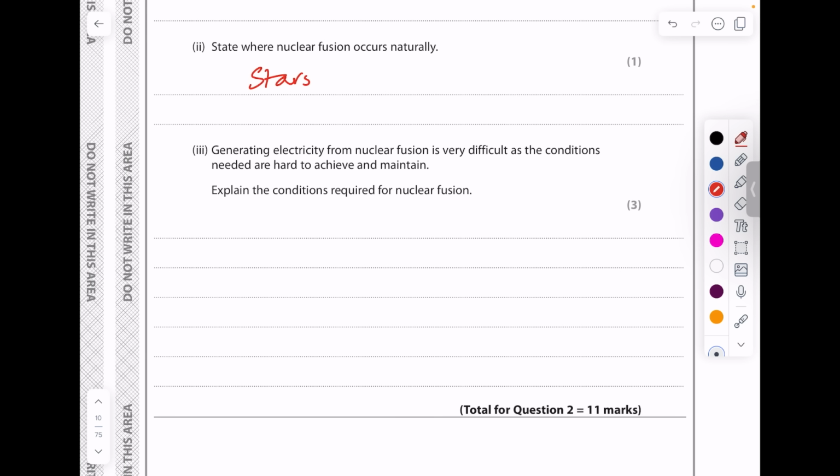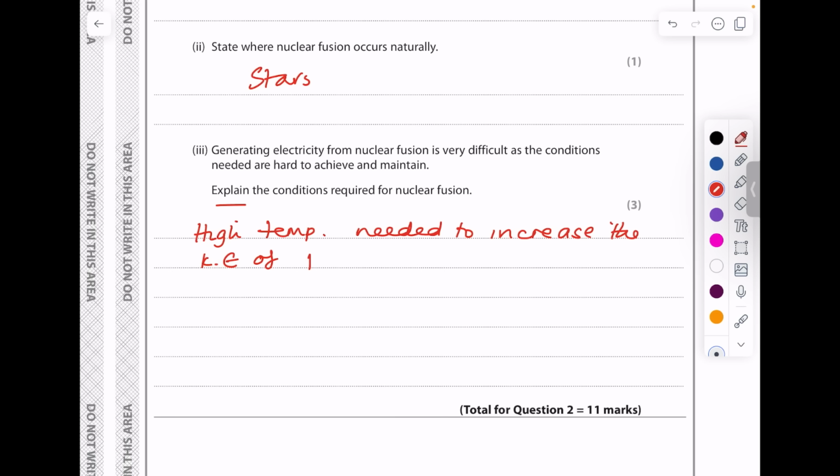Generating electricity from nuclear fusion is very difficult as the conditions needed are hard to achieve and maintain. Explain the conditions required for nuclear fusion. So we know we need very high temperatures and pressures, but why is that? It's because, remember, the nuclei have a natural propensity to repel each other because they're both positively charged. So we need a high pressure in order to force the nuclei to collide. So high temperatures are needed to increase the kinetic energy of the nuclei.